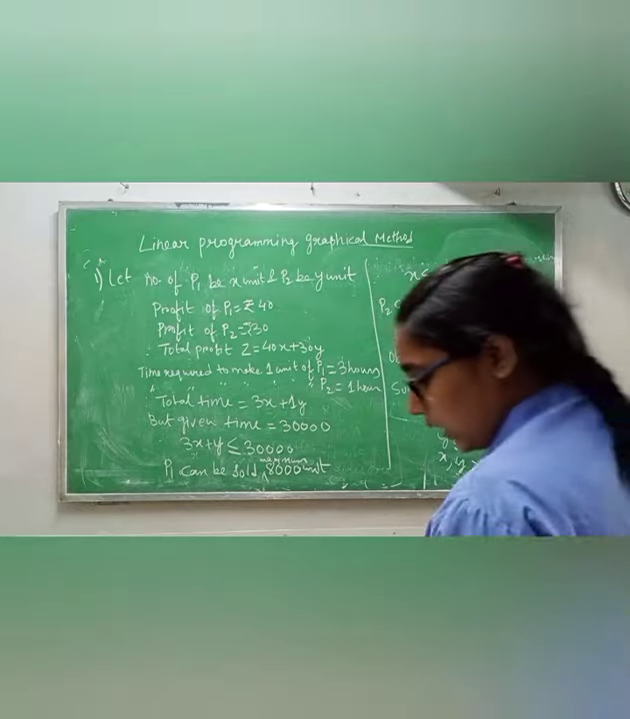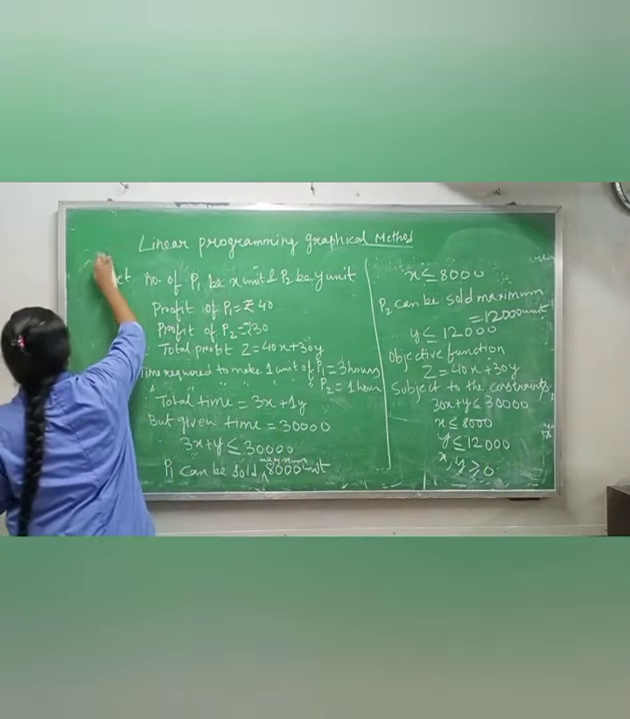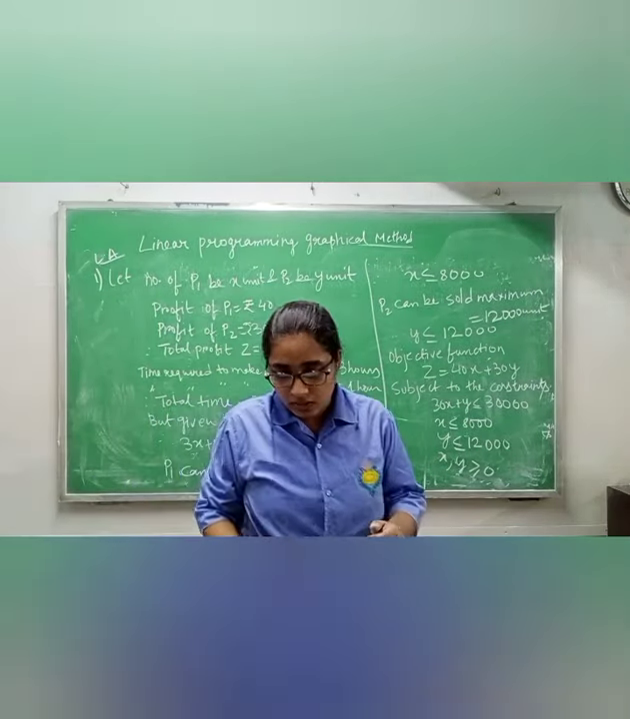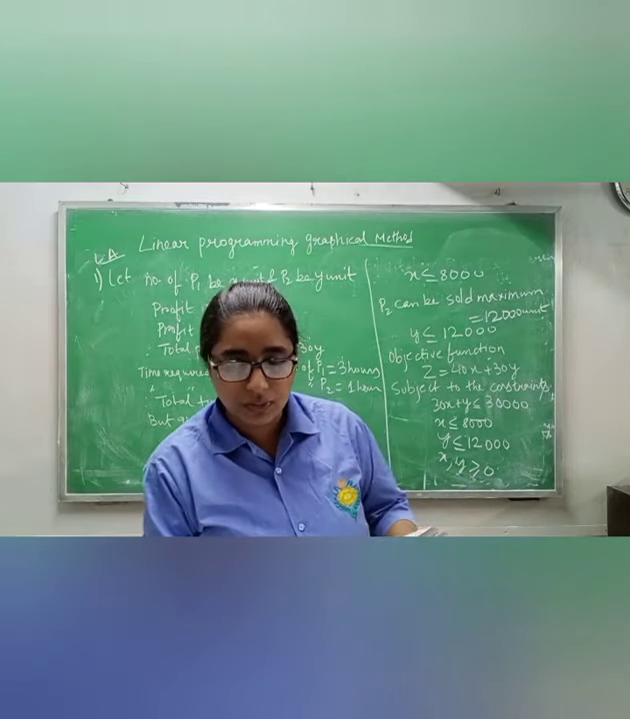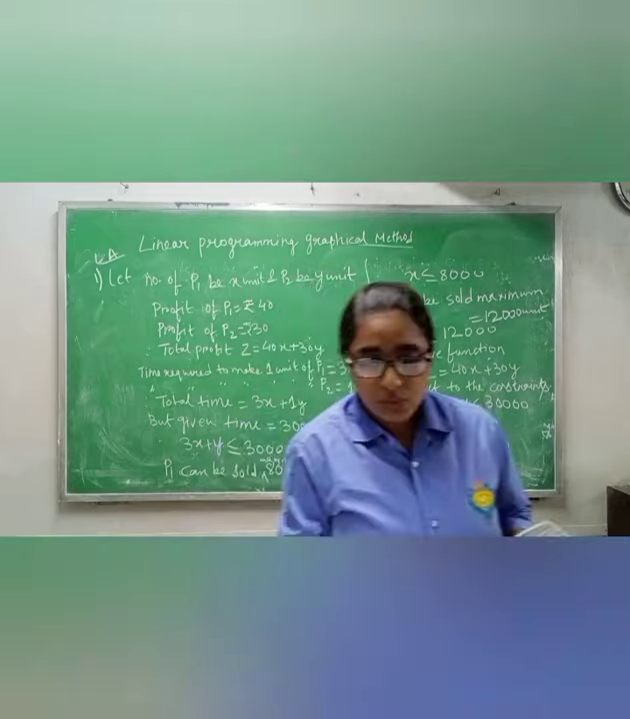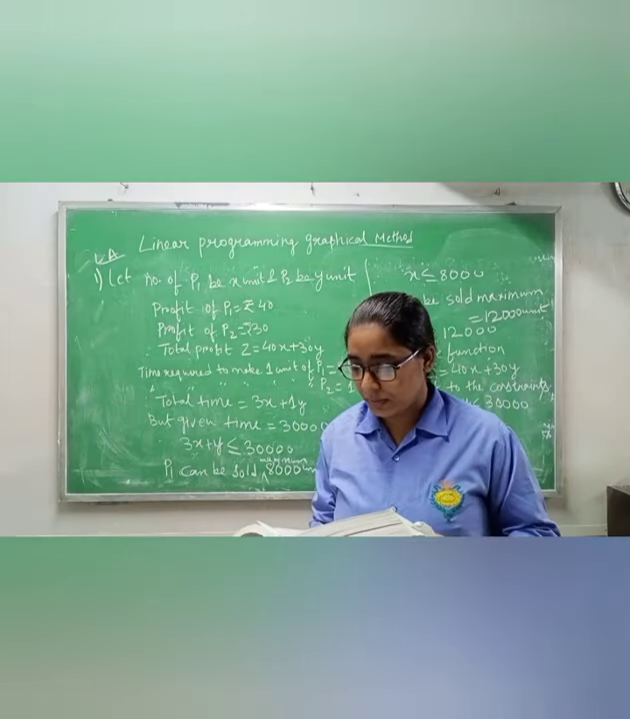Now class 12, see long answer question number 1. Okay, long answer question number 1. In this question it is written: a company sells two different products P1 and P2. The company makes a profit of rupees 40 and rupees 30 per unit on the products P1 and P2.